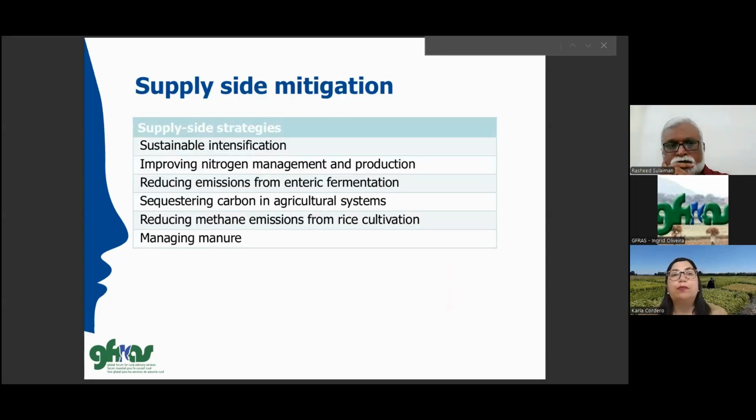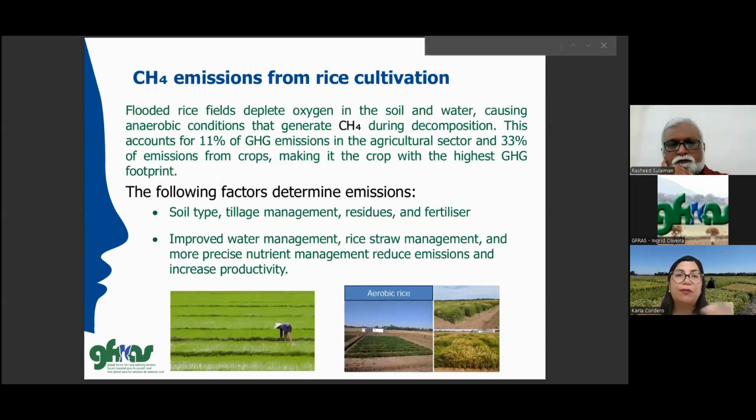For example, from the supply side mitigation, we're going to have sustainable intensification. We are going to cover improving nitrogen management, reducing emissions from enteric fermentation, sequestering carbon, reducing methane emissions from rice cultivation, and managing manure.